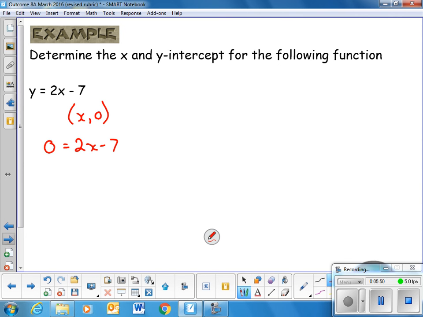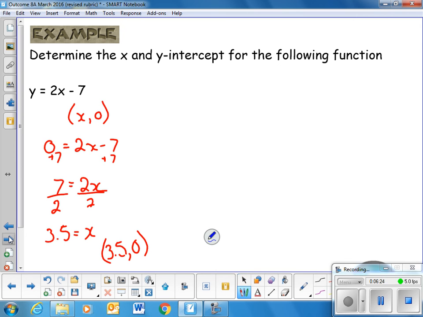To solve that for x, we need to move the negative 7, so we're adding 7 to both sides. We have 7 equals 2x. Divide both sides by 2, and we get 3.5 equals x. So our intercepts do not always have to be equal to whole numbers. Sometimes they're going to equal decimals or fractions. Our coordinates for our x-intercept then are going to be 3.5 and 0.